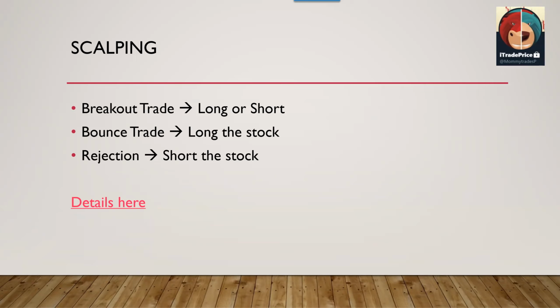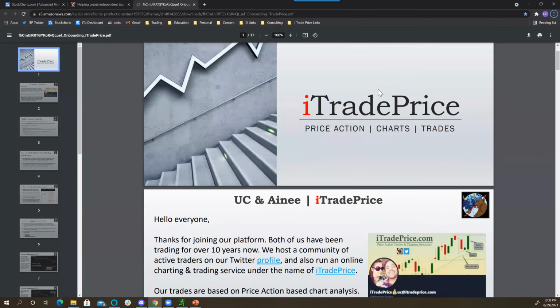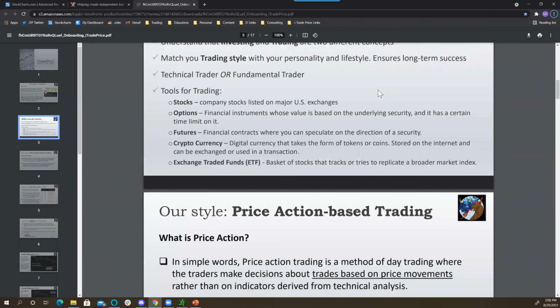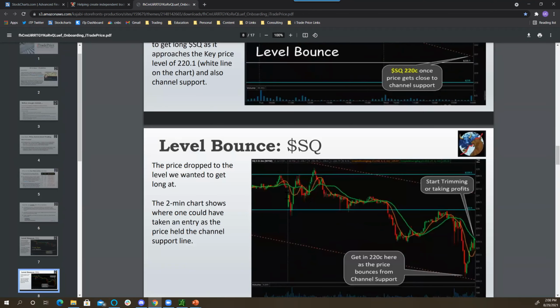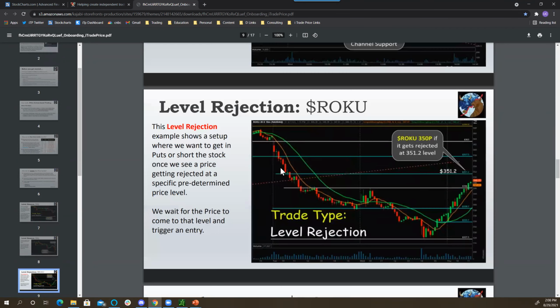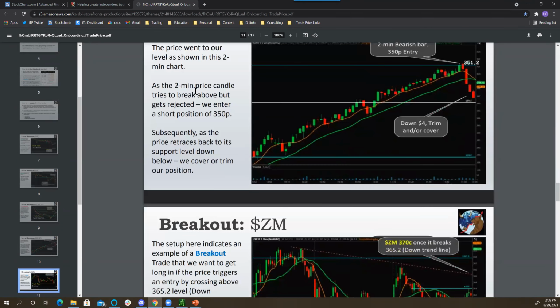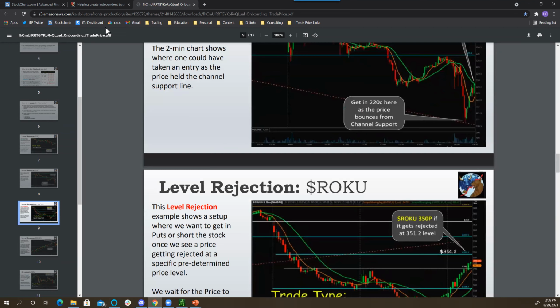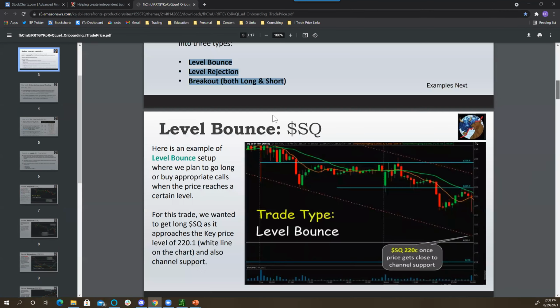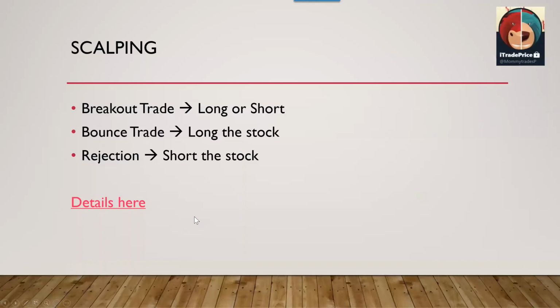And I can share the details. I have this link, which I have made for anyone who joins our platform, that gives them a quick overview of what these things mean, with examples as well: how a level rejection looks like, what a breakout means, what it can look like. So if you need that, I will share that with you after the meeting, and you can look it up in detail later on, okay? So no need to get into what those are, but that's how I classify my trades. Okay, let's move forward.